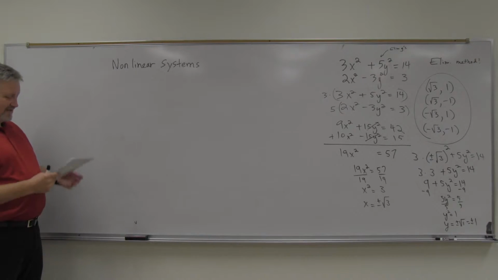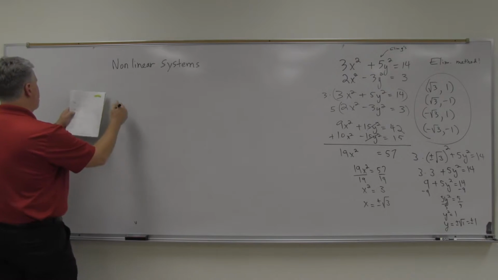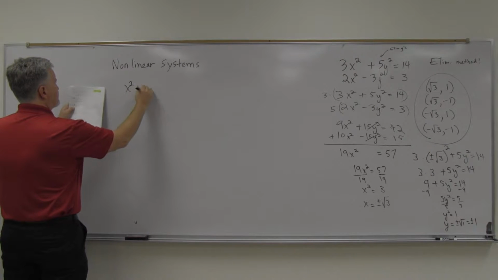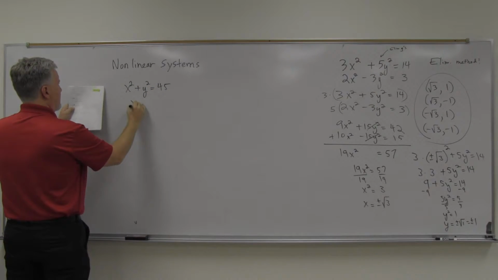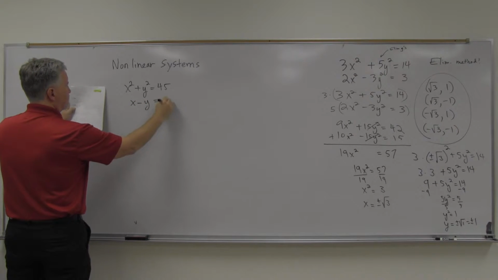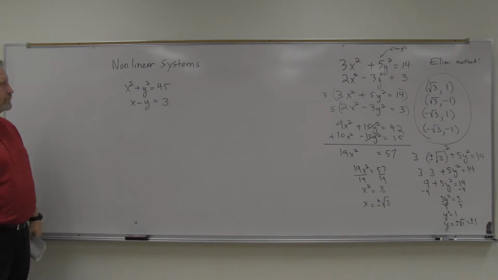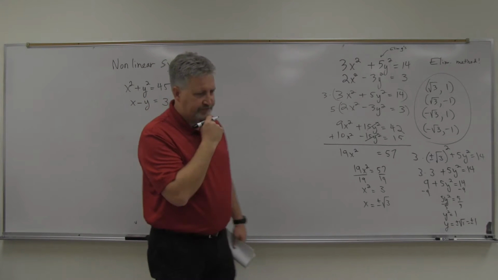Okay. All right, a couple more here. X squared plus y squared equals 45, and then x minus y equals 3. Couple of points on this. X squared plus y squared equals 45. X minus y equals 3.